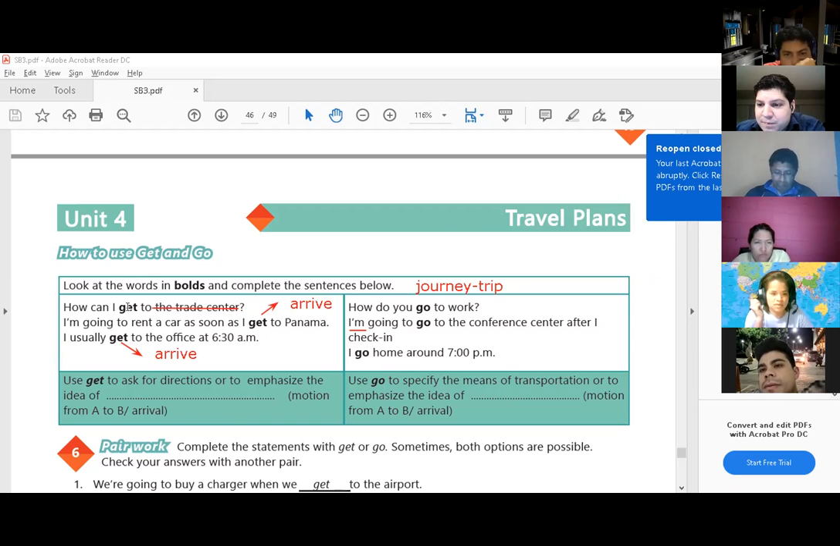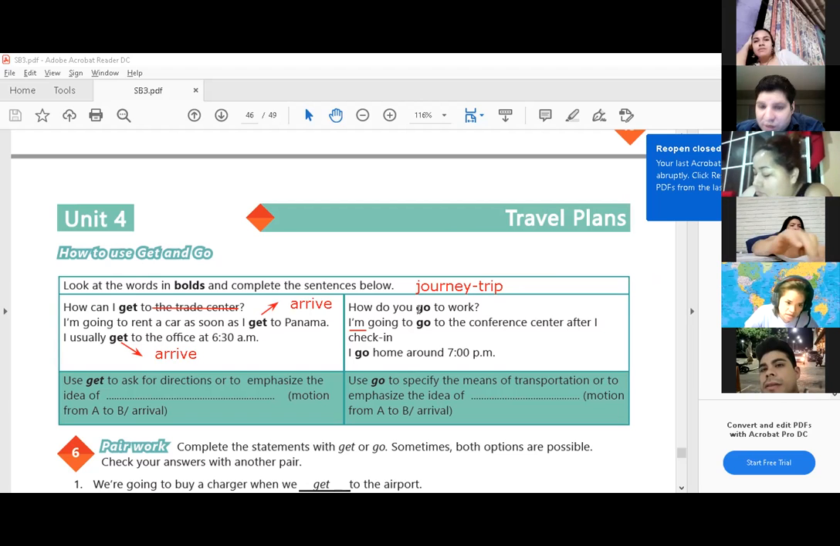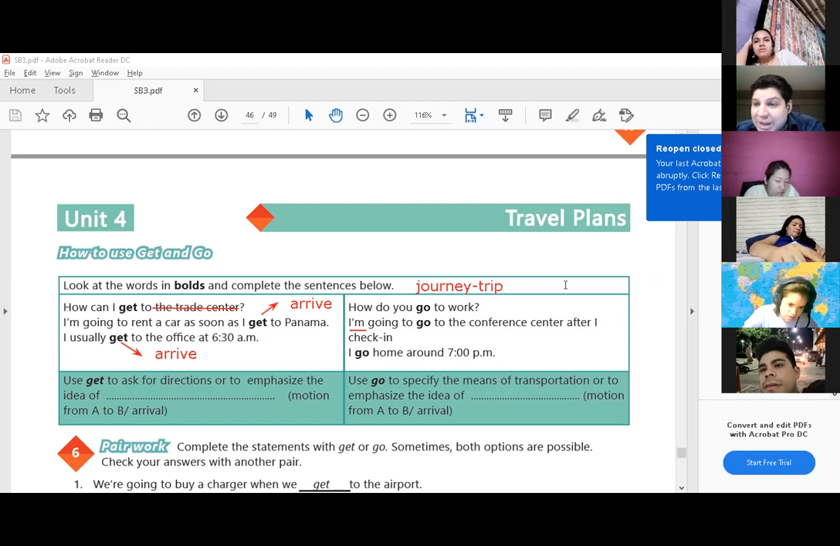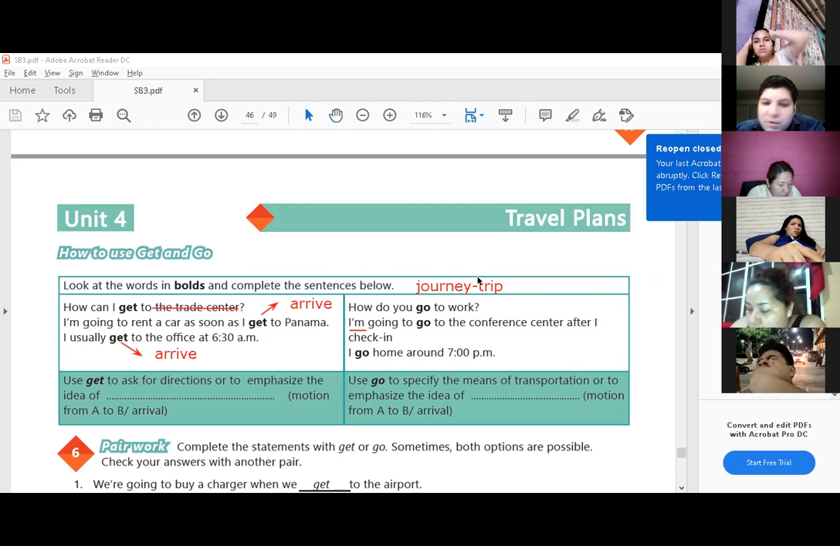¿Ok? ¿Estamos con eso? ¿Cuál hace énfasis en llegar? Get. Correct. ¿Cuál hace énfasis en el viaje? En el hecho de ir. Go. Correct. Any questions on this?